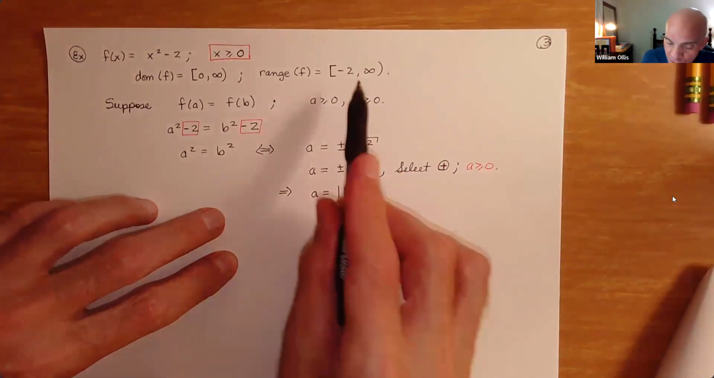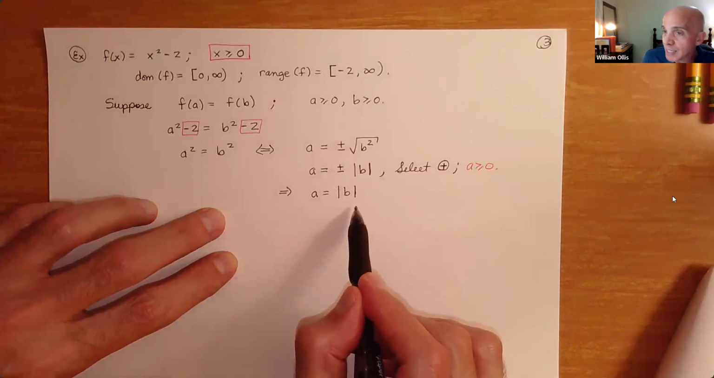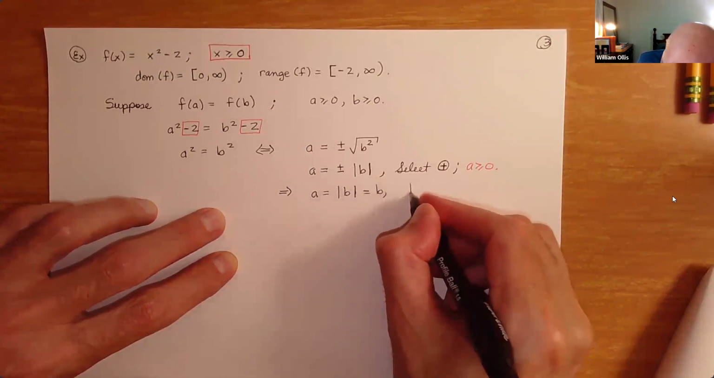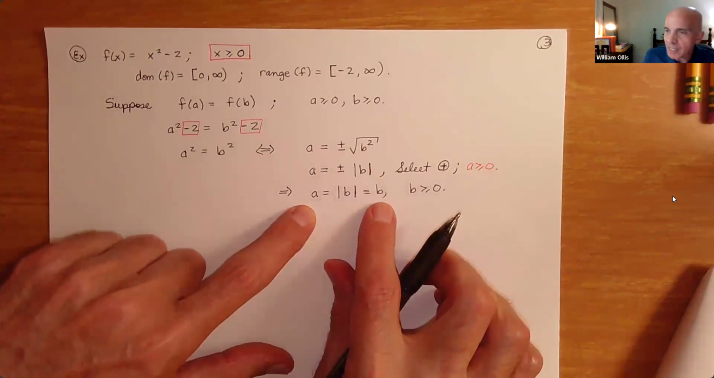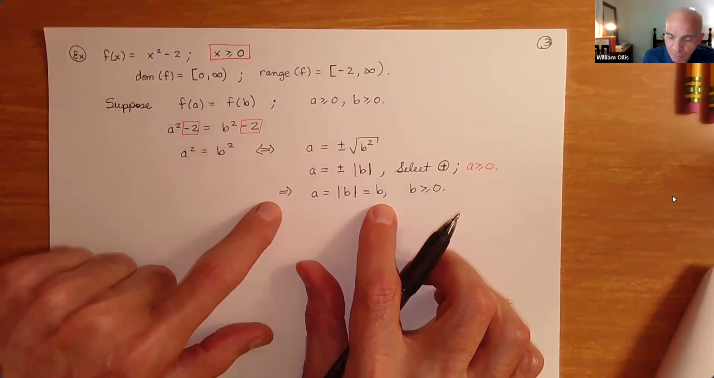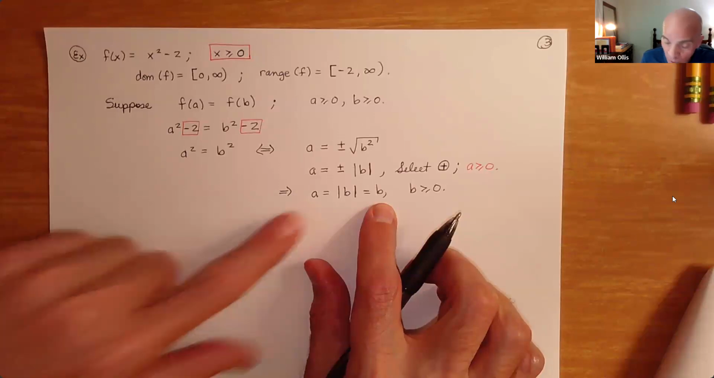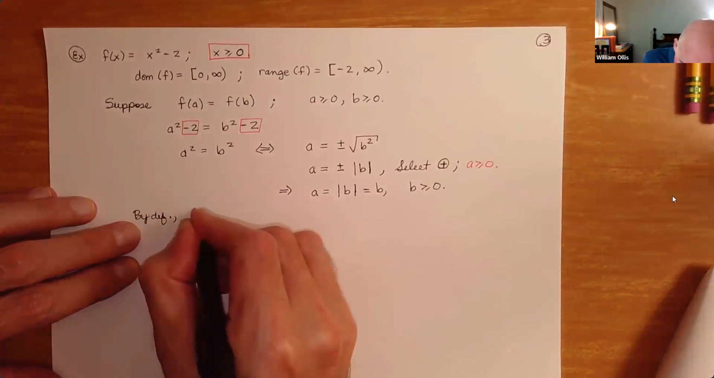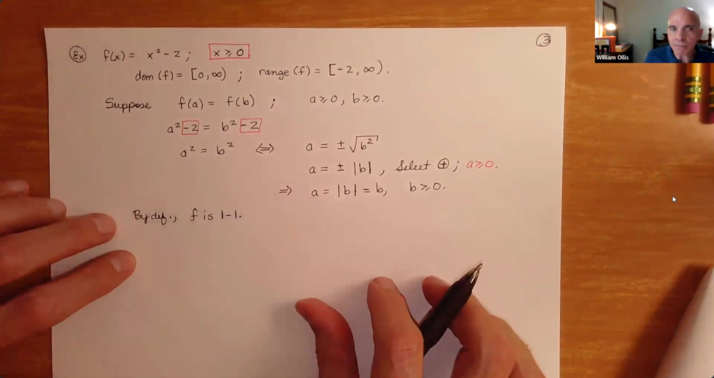And now, of course, we use the same restraint on b. If b is greater than or equal to 0, by definition, its absolute value is just b. So this equals b because b itself is greater than or equal to 0. So now what we see is we get the result that we were looking for. That is, if f of a equals f of b, this implies that a equals b. That is, it must be the case that the inputs were equal. So by definition, f is 1-to-1.